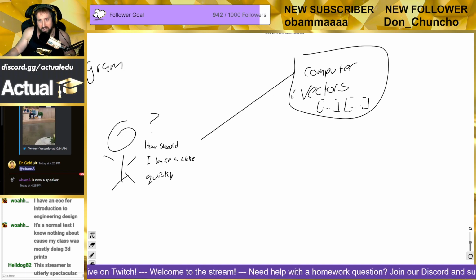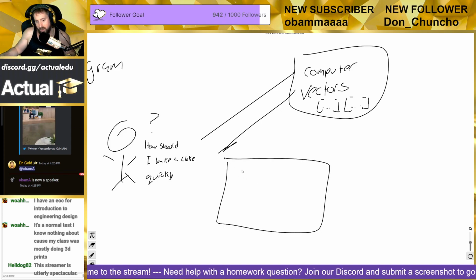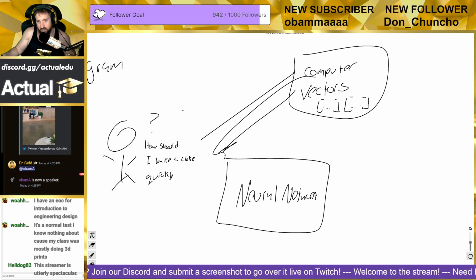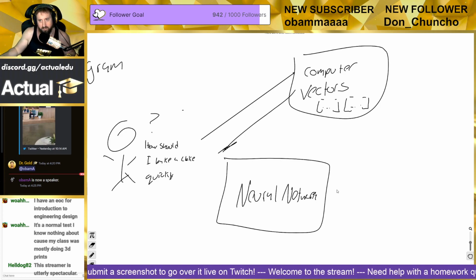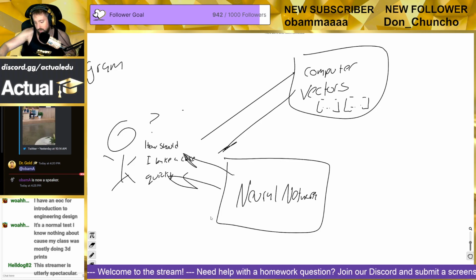Which then gets sent to what's called the neural network. The neural network is able to take whatever this translated question is and look at what's the most predictable outcome for it. Then that gets converted back into words, which then gets sent back to the person in the form of English. So it's really cool.